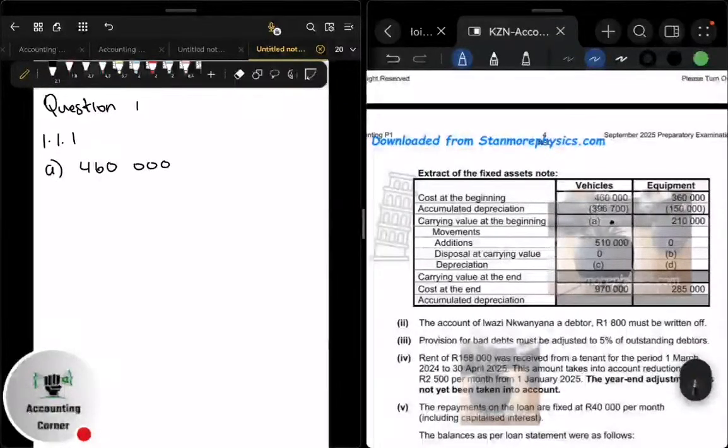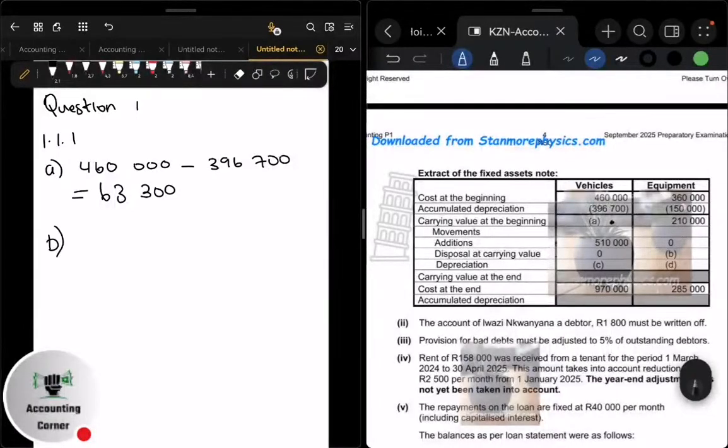So that will be 460,000 minus 396,700. That will give us 63,300. Okay, then we continue.